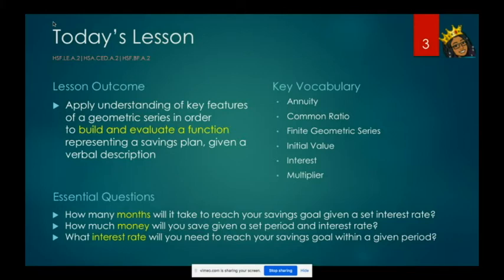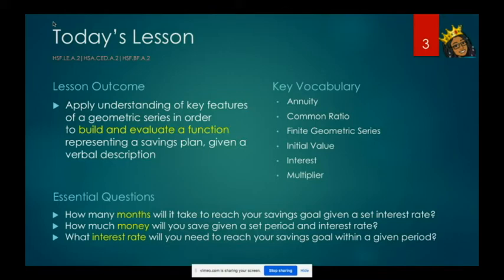I know our key vocabulary is annuity, common ratio, finite geometric series, initial value, interest, and multiplier. I'm hoping that you can confirm that I'm right with my process so I can make sure I know how many months it'll take me to reach my savings goal given a set interest rate, how much money I'm going to save given a set period of time and a set interest rate, and what interest rate I'll need to reach my savings goal with a specific period of time.